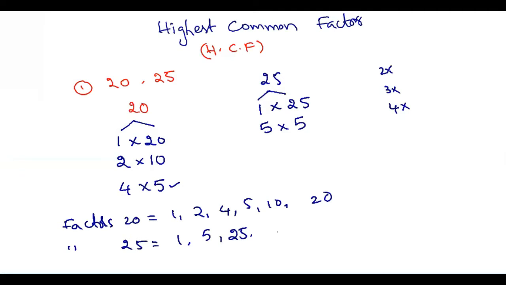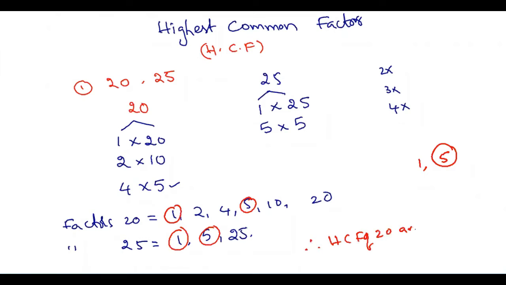Now, what are the common factors? First, we need to pick the common factors. 1 is a common factor, and 5 also is a common factor. But between these two, 5 is the bigger number. So 5 is the highest common factor. Therefore, the HCF of 20 and 25 is 5.